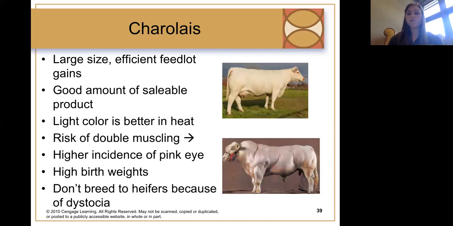So if you breed a Charolais bull to an Angus heifer, that calf is going to be a lot larger than if you had just bred her to an Angus. And so there could be problems with calving difficulty. So that's really, really important to think about if you are going to crossbreed.